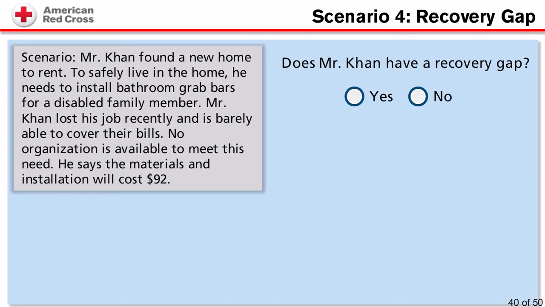Mr. Khan found a new home to rent. To safely live in the home, he needs to install bathroom grab bars for a disabled family member. Mr. Khan lost his job recently and is barely able to cover their bills. No organization is available to meet this need. He says the materials and installation will cost $92. Does Mr. Khan have a recovery gap? Yes or no?